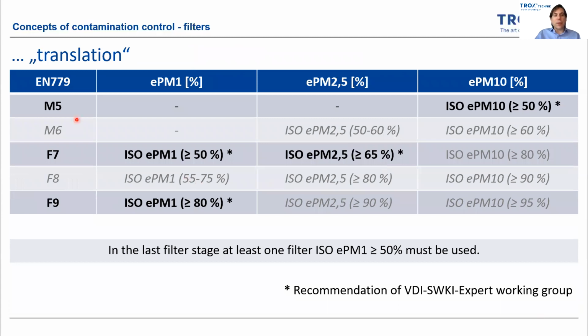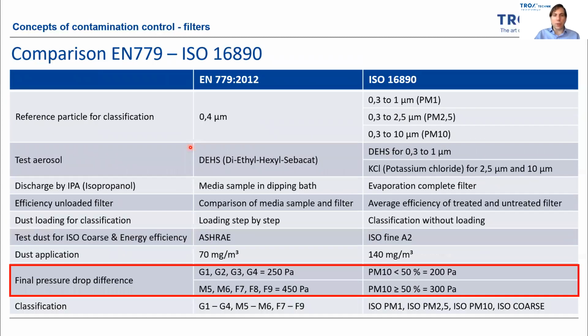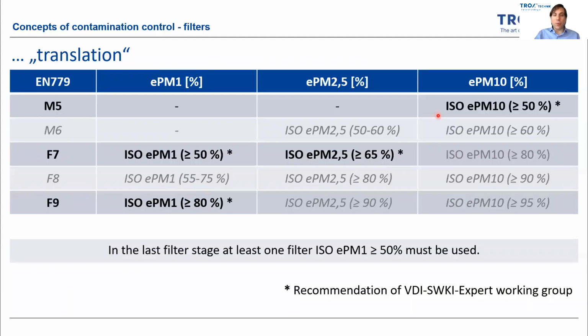So for what was in the past an ISO 9, it will be an ISO PM1 with at least 80% of efficiency for the particles that are in the PM1 range. If we go back to the previous slide, PM1 is from 0.3 to 1 micrometer. And those are the particles that go into our lungs. So in Europe, they now say that the installations should have at least in the last stage of filtration a filter that gives at least PM1 50%, and usually that would fall into an F7 filter from the older standards.